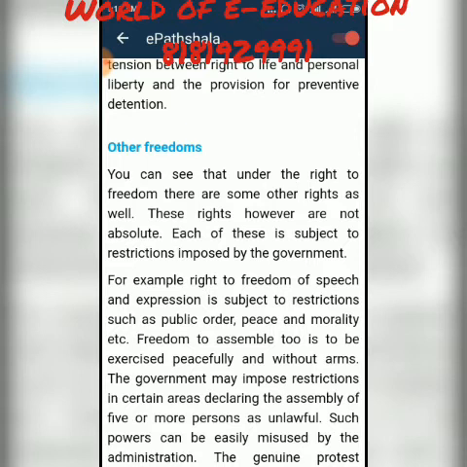You can see that under the right to freedom there are some other rights as well. These rights, however, are not absolute. Each of these is subject to restrictions imposed by the government. For example, right to freedom of speech and expression is subject to restrictions such as public order, peace and morality etc. Freedom to assemble too is to be exercised peacefully and without arms. The government may impose restrictions in certain areas declaring the assembly of 5 or more persons as unlawful.